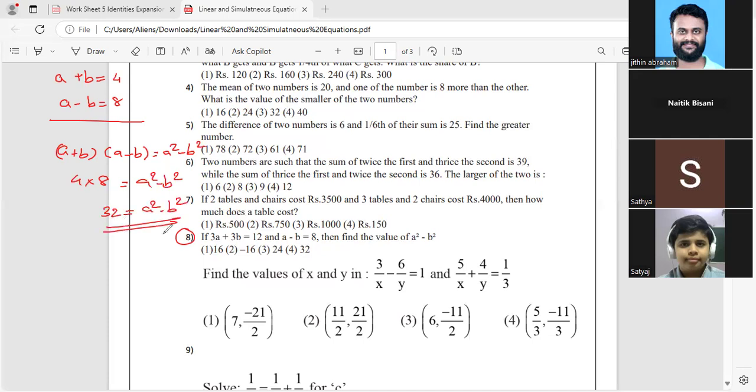Any doubt? No, sir. Option 4 is your correct answer.